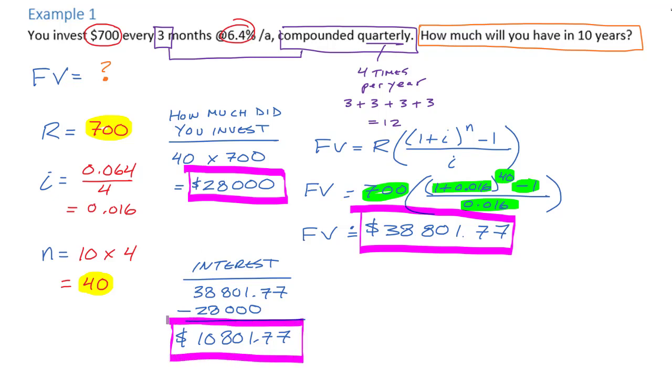Keep that in mind, because if a question asks how much interest was earned, there are really three things we can find here. We can find how much they put in the bank. We can find out how much they made altogether. And then we can find out how much of that was interest, by subtracting the two. All right, let's check out a couple more here.